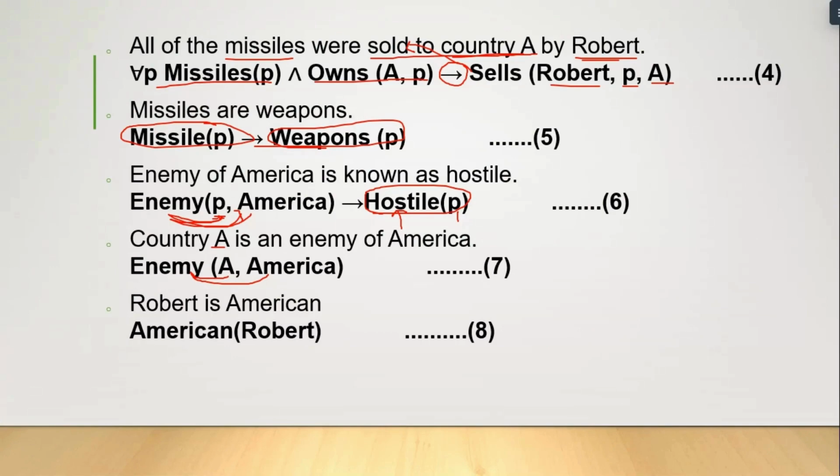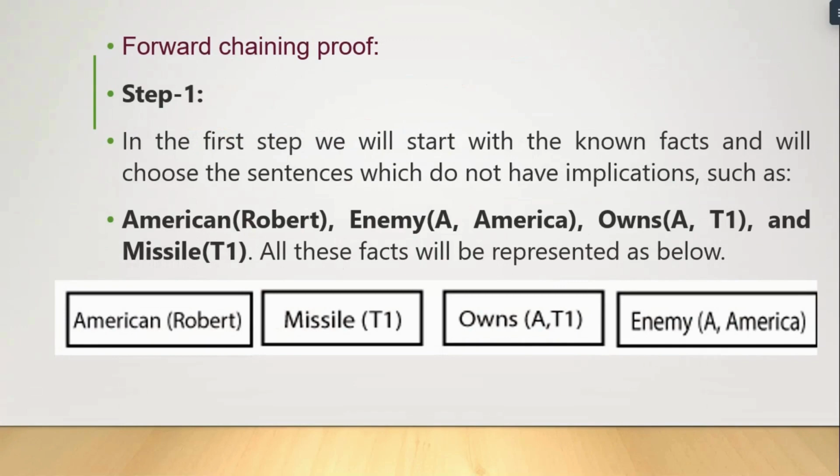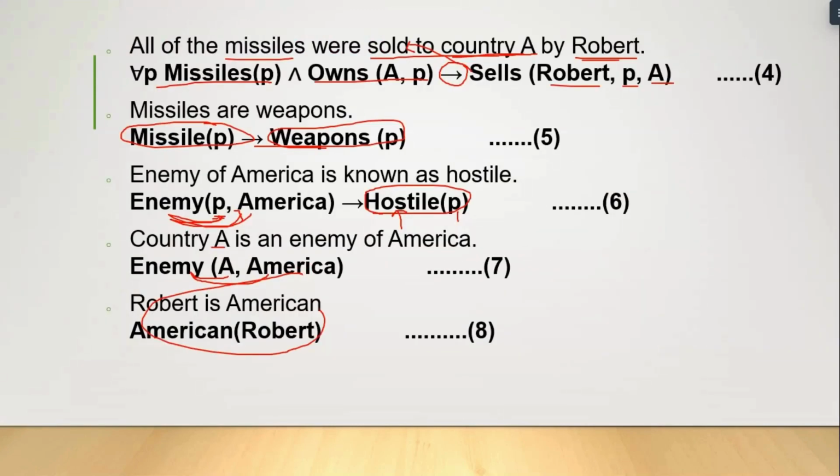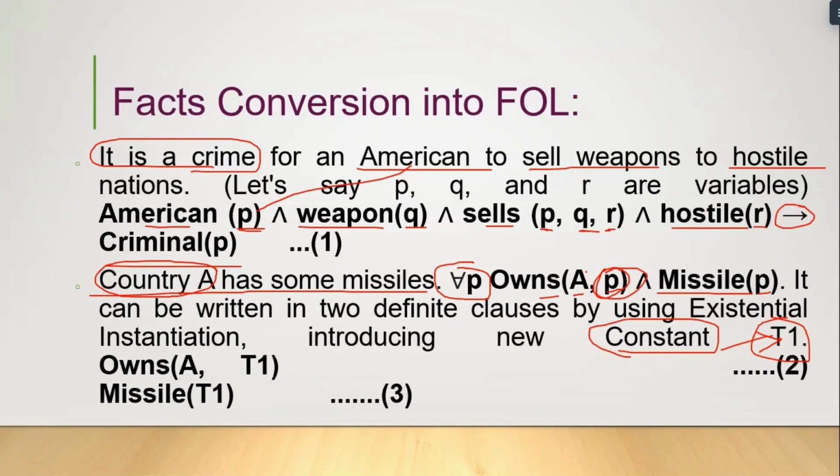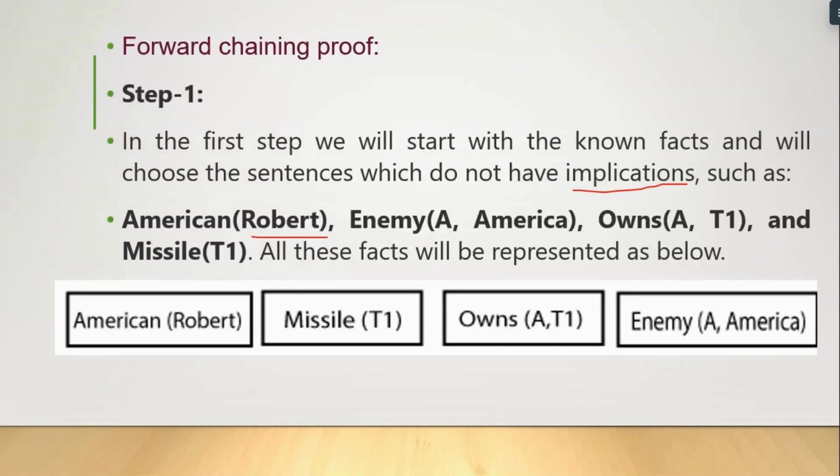First of all we have to use the implications. The first step is we will start with the known facts and choose the sentences which do not have implications. Which sentences don't have implications? American of Robert doesn't have implications, and enemy of A, America doesn't have implications. Other than these, we have implications. So the sentences without implications are American of Robert, enemy of A comma America, owns of A comma T1 and missile of T1. These sentences are written at the bottom.